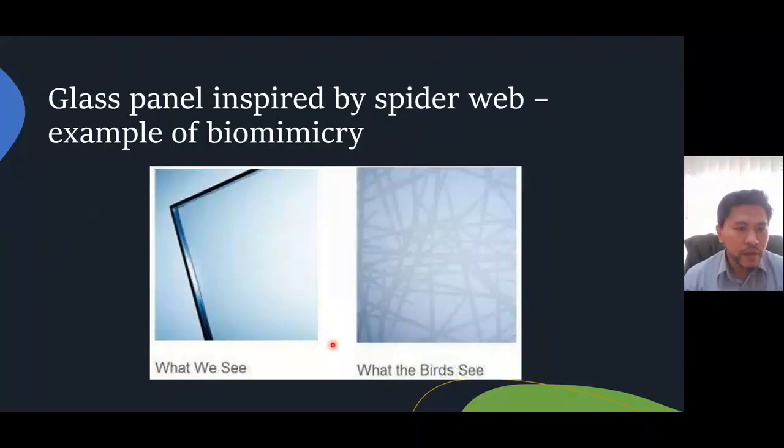So as you can see in the figure here, this is how we see the glass. We can see nothing in the glass. We can just see a clear glass, but this is how the birds see the glass, and this will help to prevent the birds from colliding onto the glass panel.